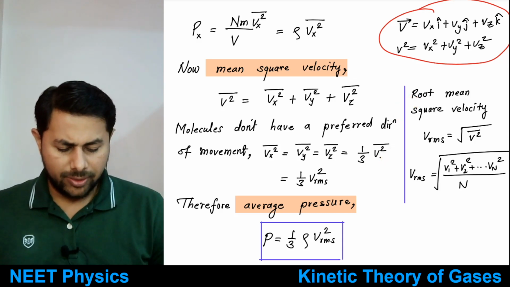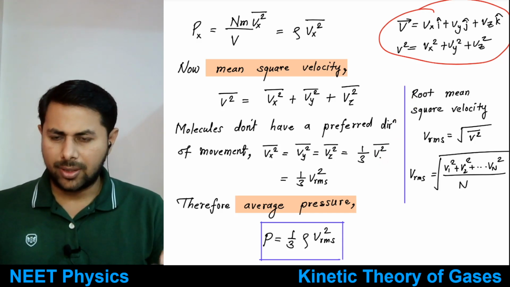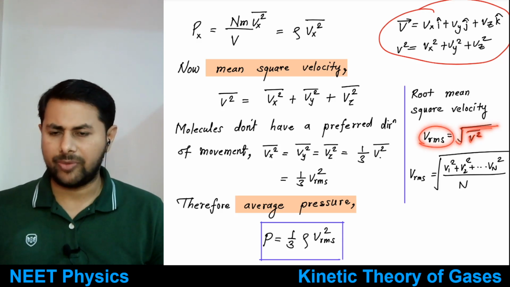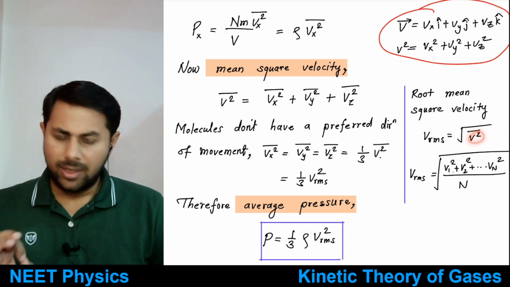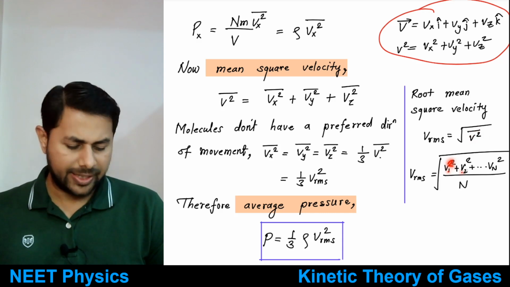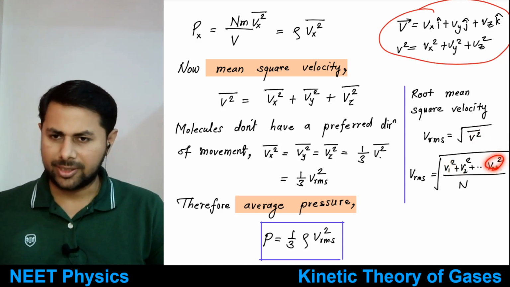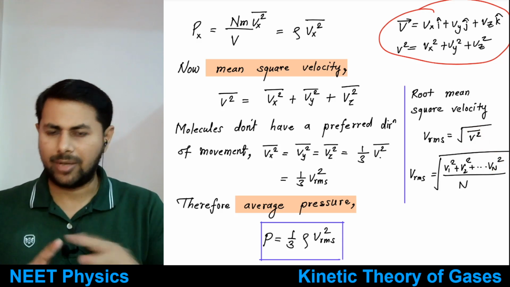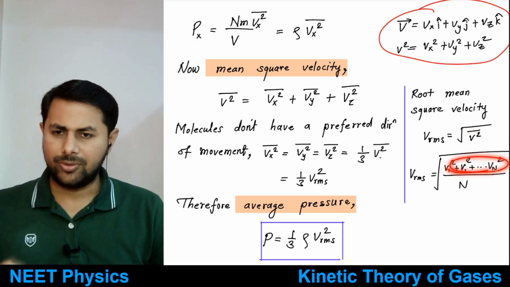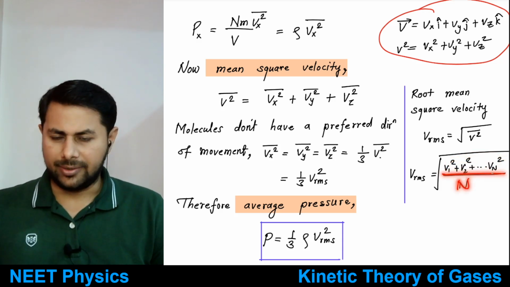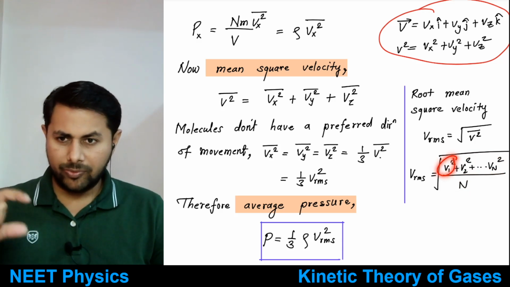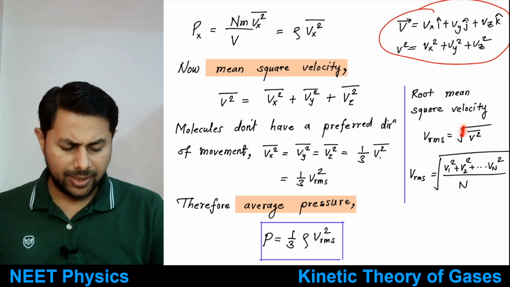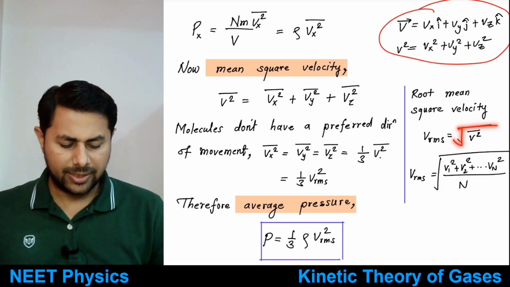So what is that? You have the mean of squared velocity, v square bar, and you take the square root of that, so that is called root mean square velocity. Basically, speed of first particle square plus speed of second particle square plus so on and so forth up to speed of nth particle square. Because v square average means you take v1 square plus v2 square plus v3 square, and so on up to vn square, and you divide that by n, right? This is the average of v square. Then you take the square root of that, and you get vrms.